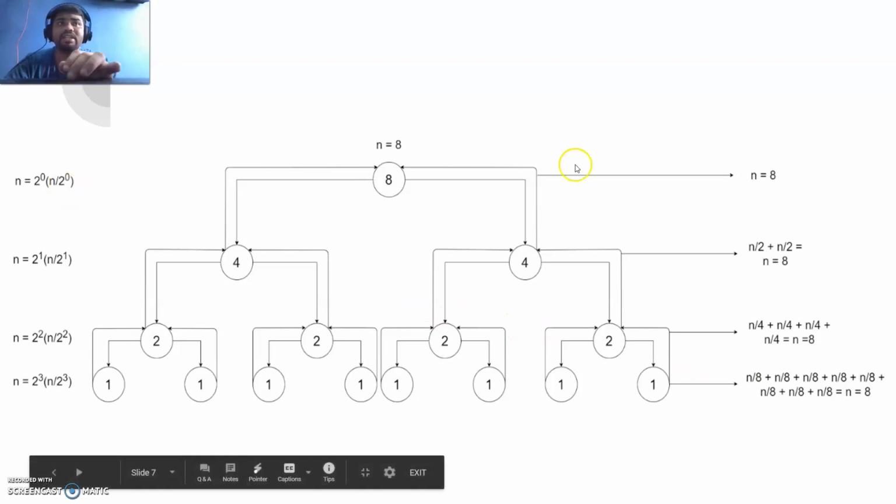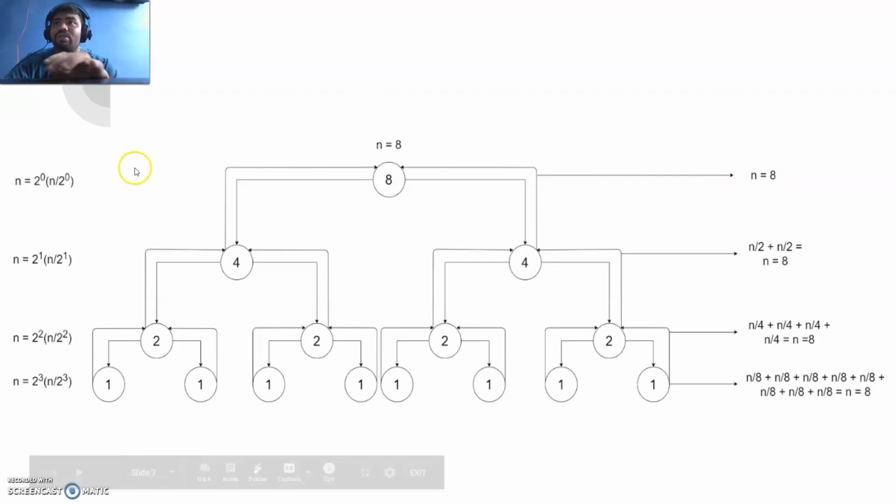Now, you can understand this n equal to 8 could also be written as 2 raised to 0 into n by 2 raised to 0, right? So 2 raised to 0 is 1, again this 2 raised to 0 is 1, so n equal to n. Again over here, we can see this n by 2. So it is n by 2 plus n by 2, which is 2 times n by 2, right? So it can be written as 2 raised to 1 into n by 2 raised to 1.